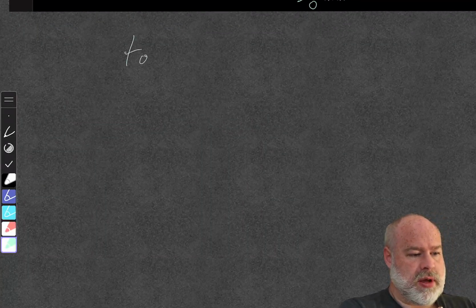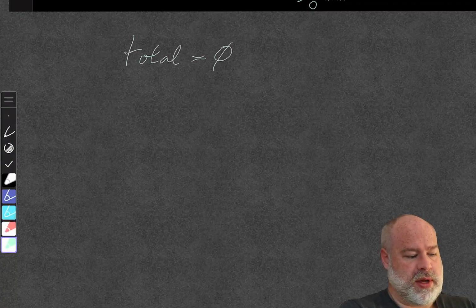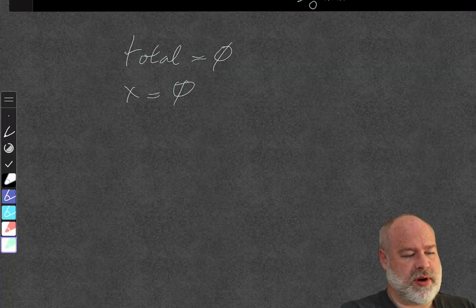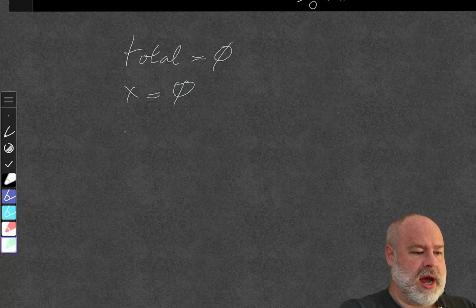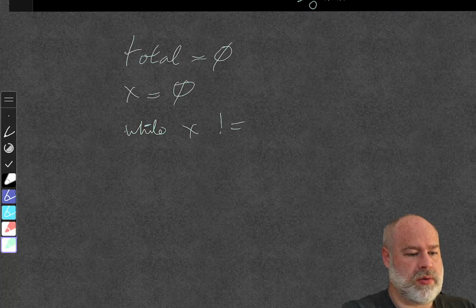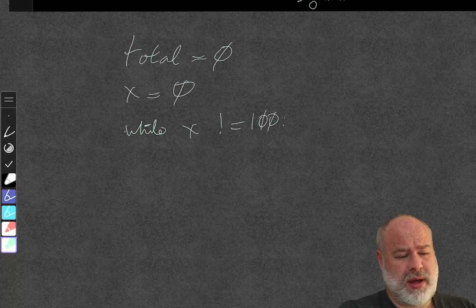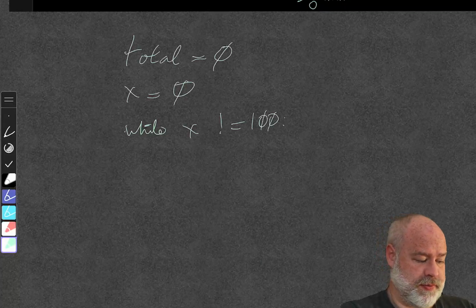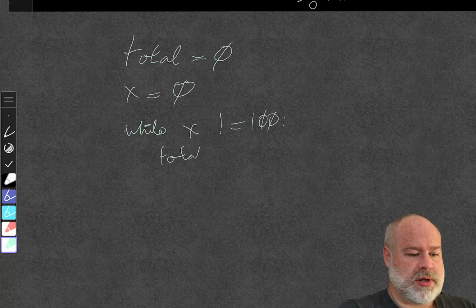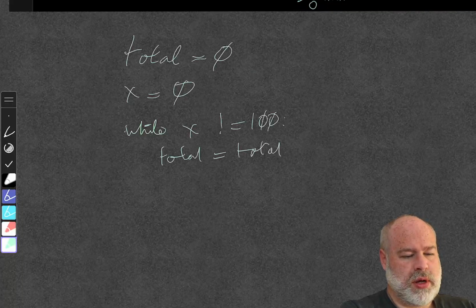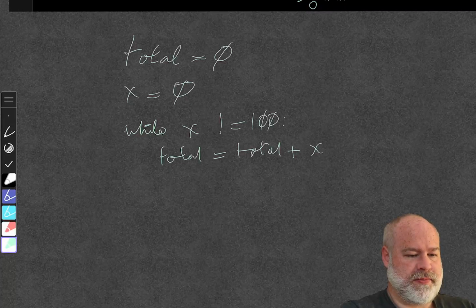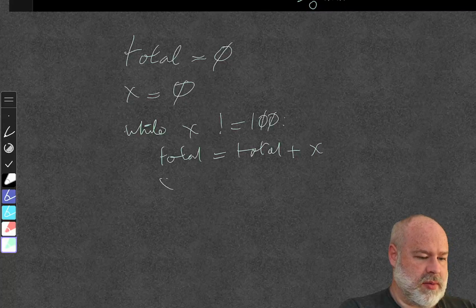Let's say we've got a variable total equals 0, and let's just say x equals 0 to start off with. We've got these two variables with integers 0. And then let's have a while loop. Let's say while x does not equal, I don't know, a number like 100. This while loop potentially will just keep on running as long as x does not equal 100. Then let's do something with our total. Let's say total equals total plus x, and we update the value of x each time.